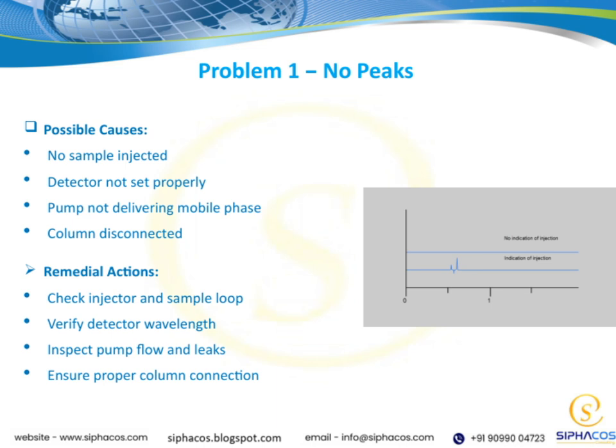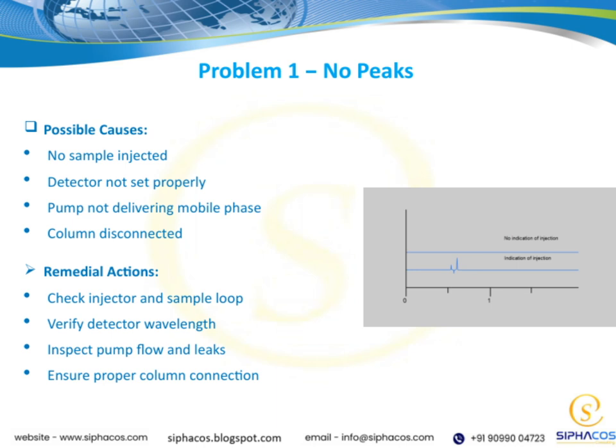Another potential issue could be that the detector isn't set correctly. For example, if the wavelength isn't adjusted to match your analyte, you might end up not seeing any peaks at all. Additionally, the pump may not be delivering the mobile phase as it should. If the pump isn't functioning properly or there are leaks, the mobile phase won't reach the column, and you won't see any peaks. Finally, it's worth verifying that the column is properly connected. A disconnected or loose column can prevent the sample from passing through effectively, resulting in no peaks.